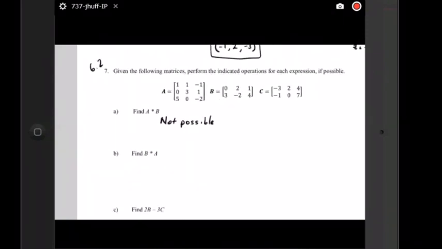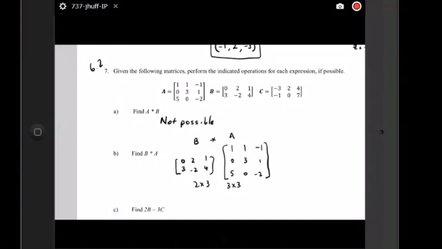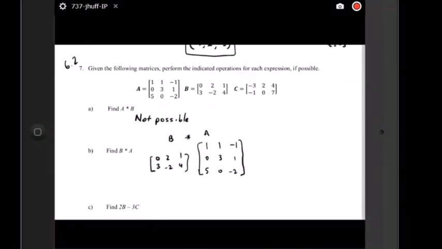Now B times A, here we have a 2 by 3, and A is a 3 by 3, so we have B times A here. So the inner dimensions are the same, so that means the multiplication is possible. And it's going to result in a 2 by 3. So 2 rows, 3 columns.